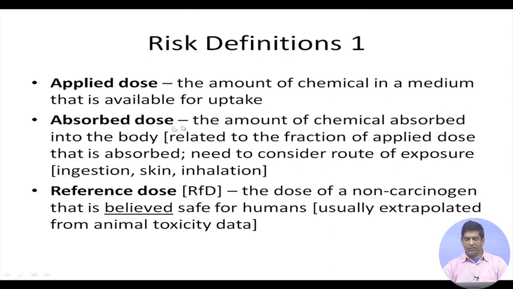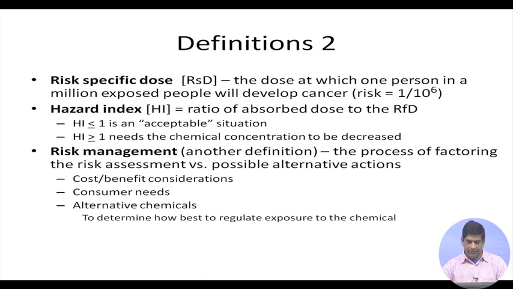Related to the fraction of the applied dose that is absorbed, you need to consider the route of exposure. You can have ingestion, where you take food or medicine, the skin is another way you can absorb some, and you can have exposure to certain chemicals through inhalation, when you inhale something. The reference dose is the dose of a non-carcinogen that is believed to be safe for humans. You take the animal toxicity data and extrapolate it to humans using some statistics. Now we have the risk specific dose, the dose at which 1 person in a million exposed will develop cancer, that's for the carcinogen. You have a 1 in a million cancer risk.